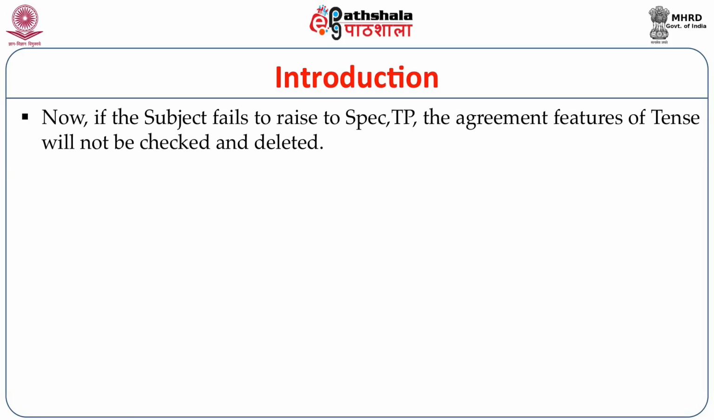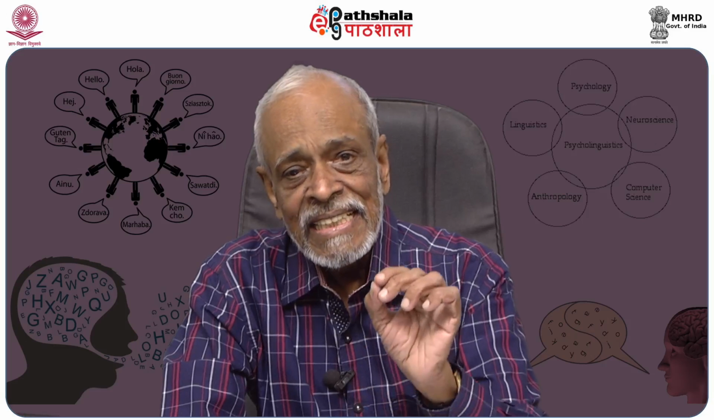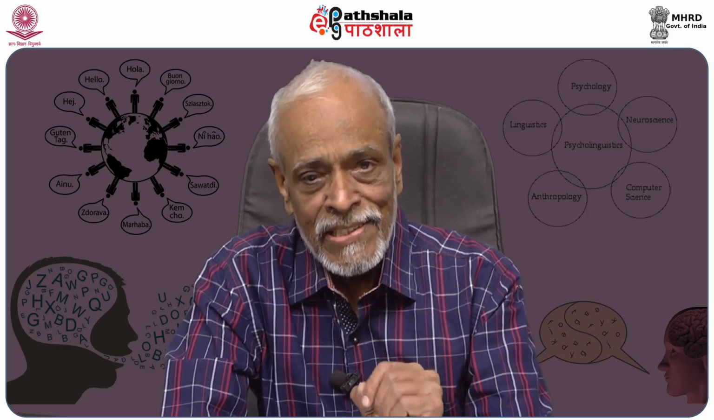because the checking of the features is done in a spec head configuration, at least in early minimalism. The picture will change later on, but at the moment let us stick to early minimalism. In early minimalism we say that feature checking is done in a spec head configuration. The subject moves to the spec of TP and the subject checks the head of TP, namely tense.